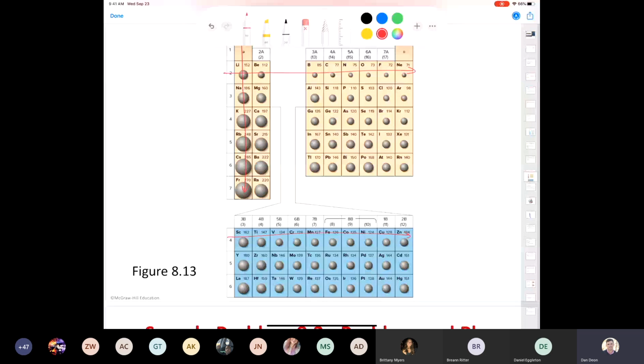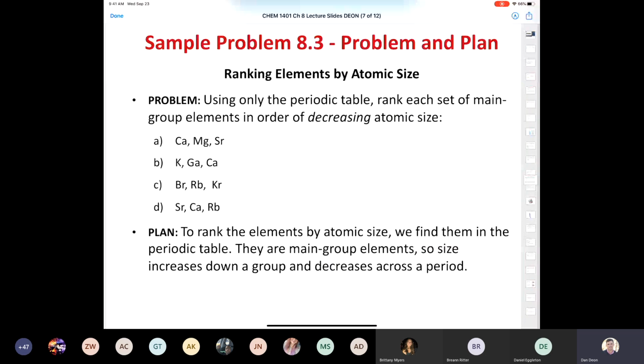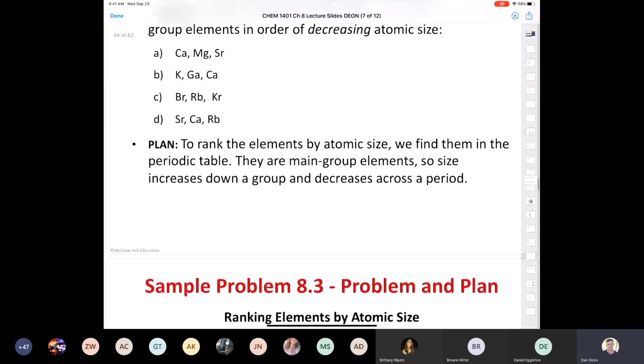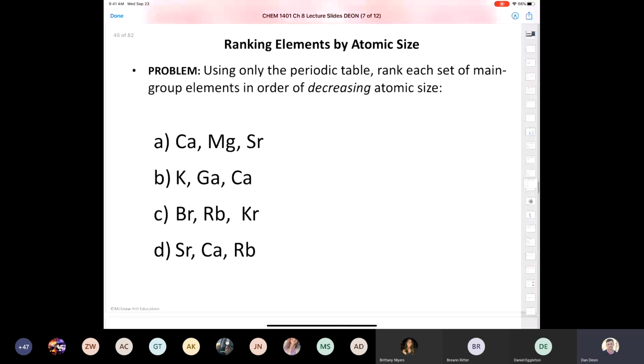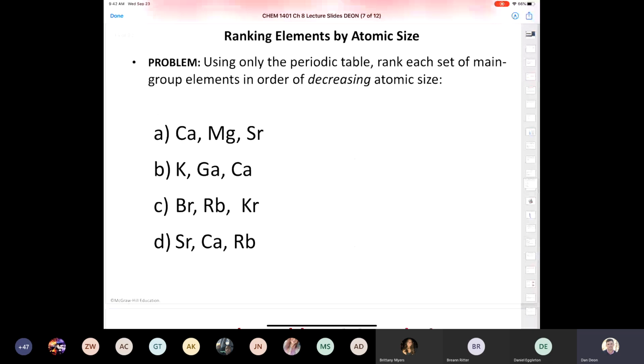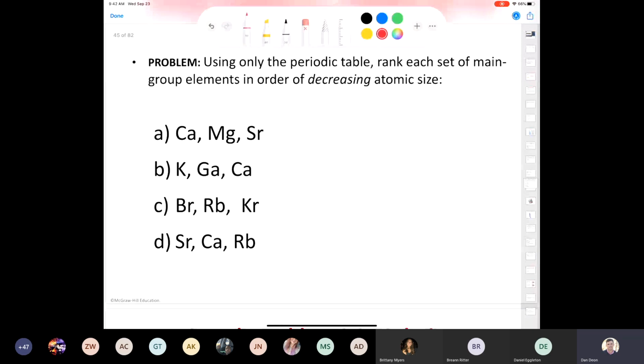All right. Anyhow, with that in mind, this is the kind of problem that I will ask on the next midterm. It says here, using only the periodic table and your brains, rank each set of main group elements in order of decreasing atomic size. So we want to go from large to small. Let's set it up like this, from large to small.